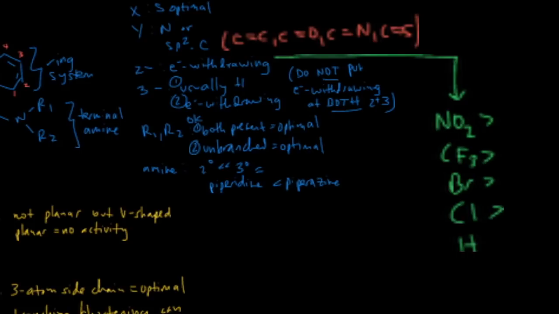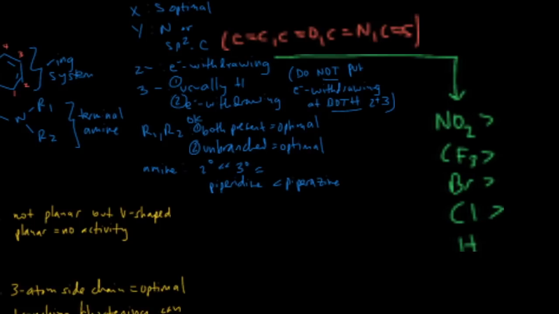NO2 is more electron withdrawing than CF3. CF3 is more electron withdrawing than Br. Br is more electron withdrawing than Cl. And for your anxiolytics, your affinity goes the same way. NO2 has a greater affinity than CF3. CF3 has a greater affinity than Br. Br has a greater affinity than Cl.